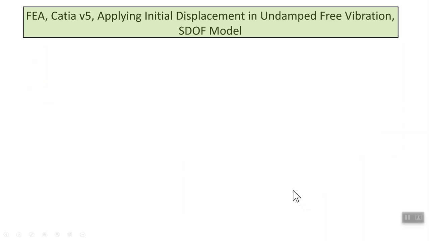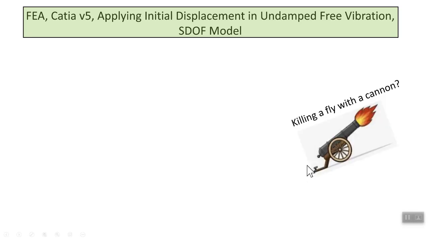Okay, in this video tutorial, I want to show you how to do a free vibration problem in the Catia program where initial displacement is specified. I'm assuming it's a single degree of freedom system. Because these types of problems are standard things in a vibrations calculation in an elementary vibrations book, and one does not need to use a powerful Catia program to do something like that.